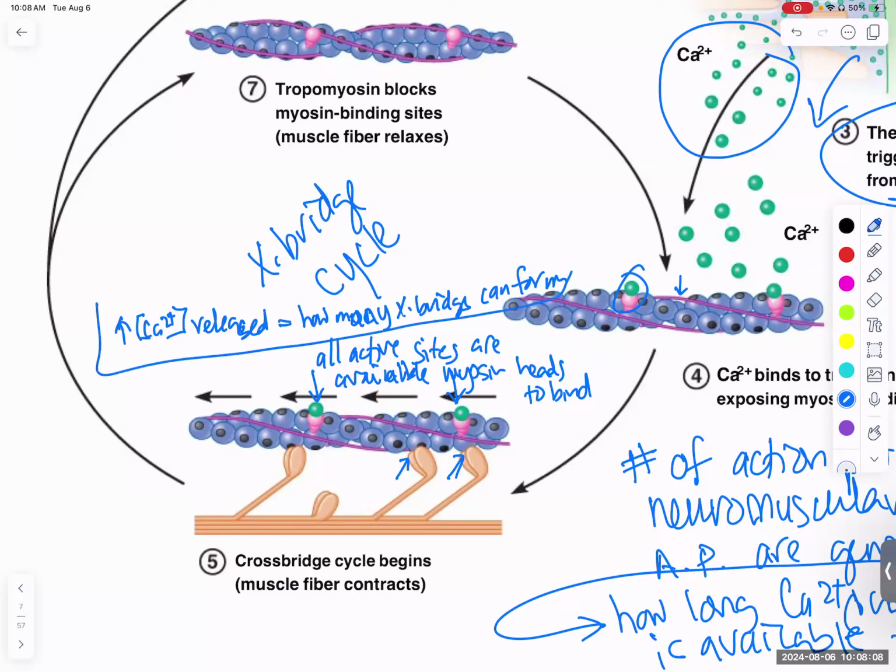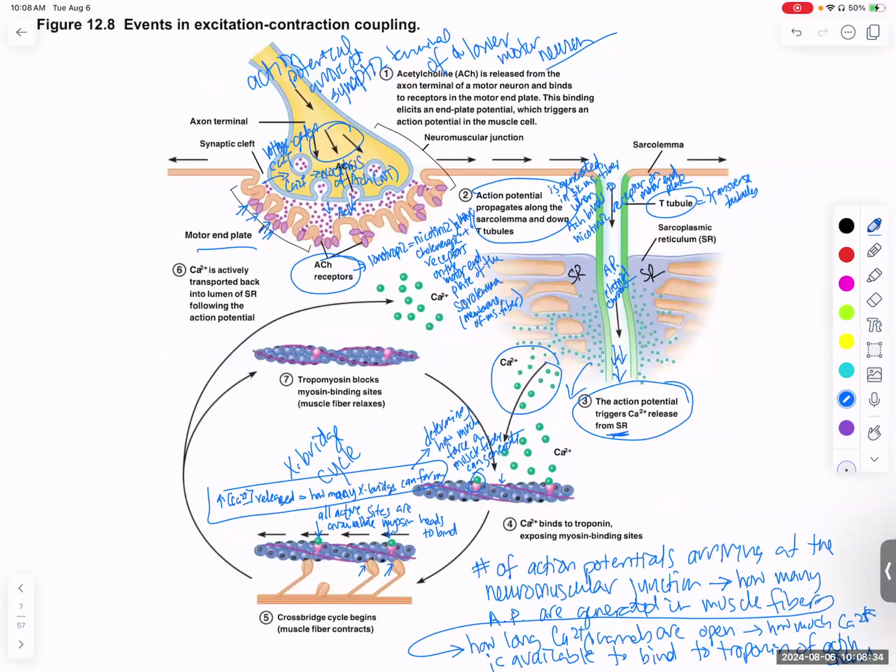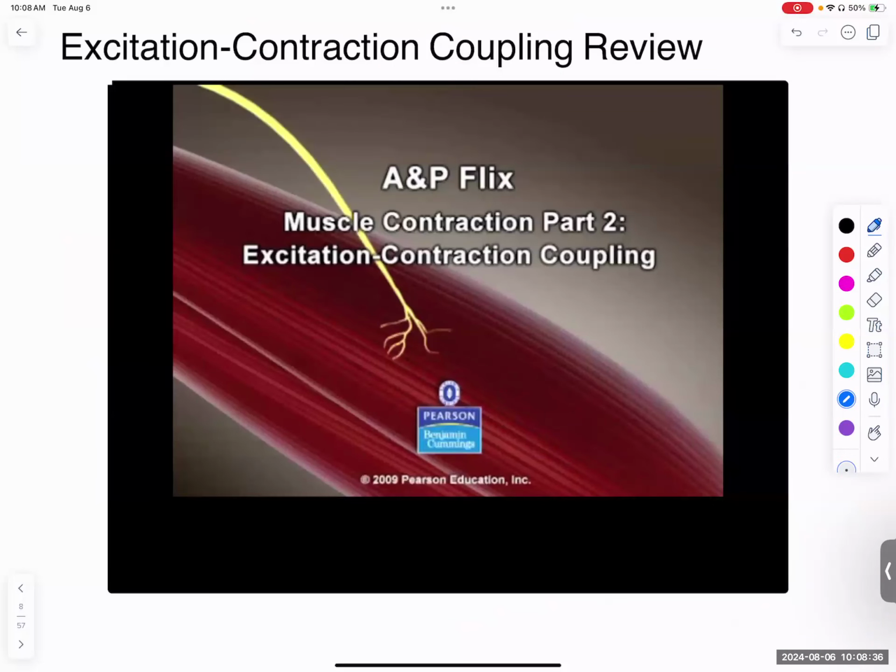And how many cross bridges can form determines how much force a muscle fiber can generate. That is to say, the number of cross bridges formed in a muscle fiber equates to how much contraction that muscle fiber can create. Again, here's another video if you want to review.